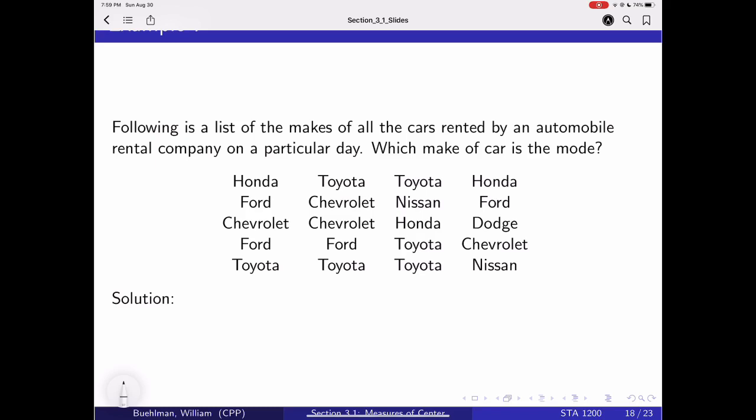Here's example 7. Another cool thing that we can do with the mode that we can't do with the mean and median is we can use categorical variables. We don't need quantitative variables. We don't need numbers. We can do it with just categories. So here we have a list of cars and we want to find the mode. So if you look at it, Toyota appears most often. So thus Toyota is the mode, since Toyota shows up 1, 2, 3, 4, 5, 6 times, which is more than any of the other manufacturers.